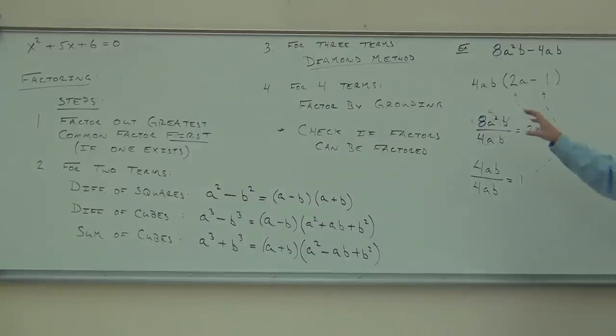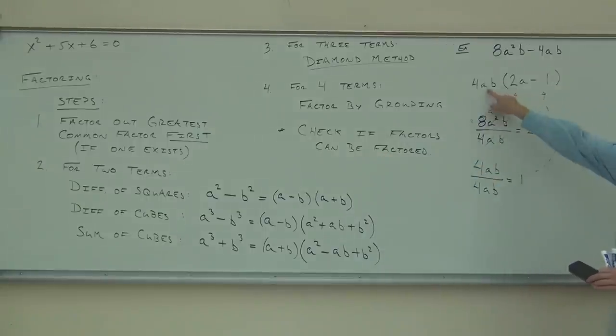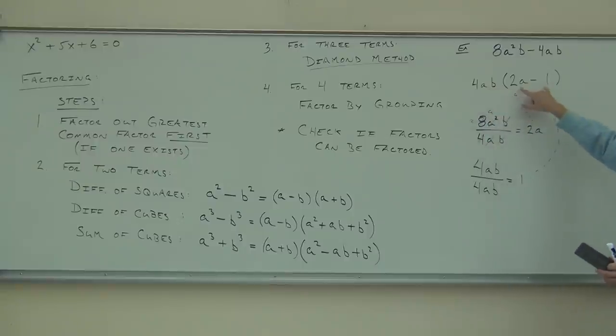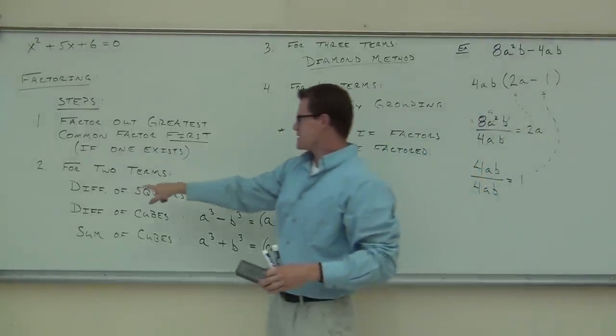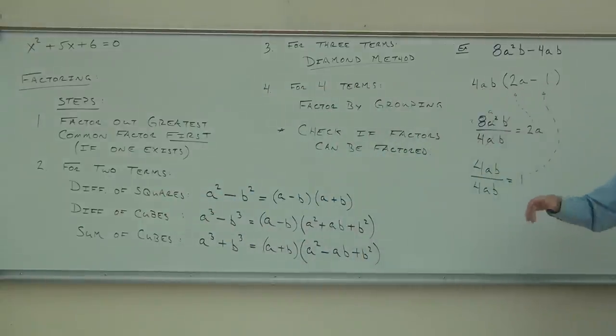Now we go down here and we do this thing, check if factors can be factored. We would check this, that can't be factored, then you have plus or minus. That's just our term. We check this. This has two terms, so it would fall into one of these. Is it a difference of squares, a difference of cubes, or a sum of cubes? Let's see. It can't possibly be the sum of cubes, right? Because it doesn't have a plus, it has a minus. Is it a difference of squares?